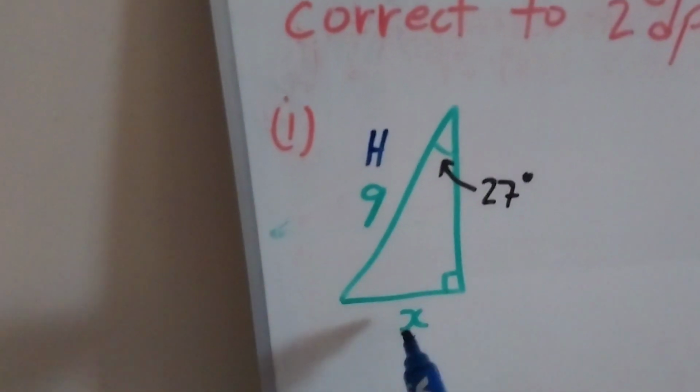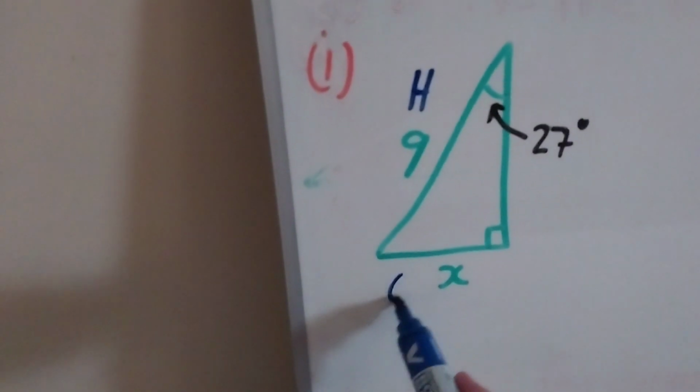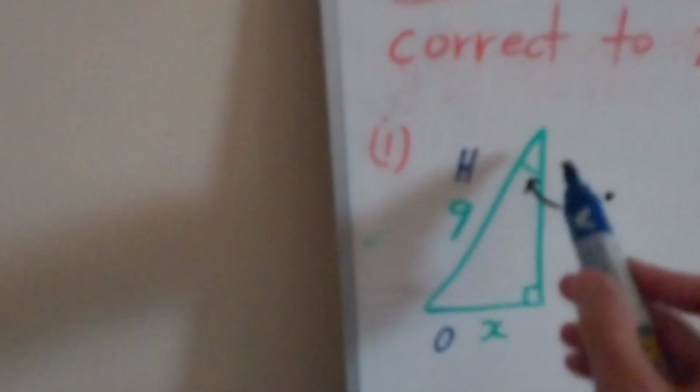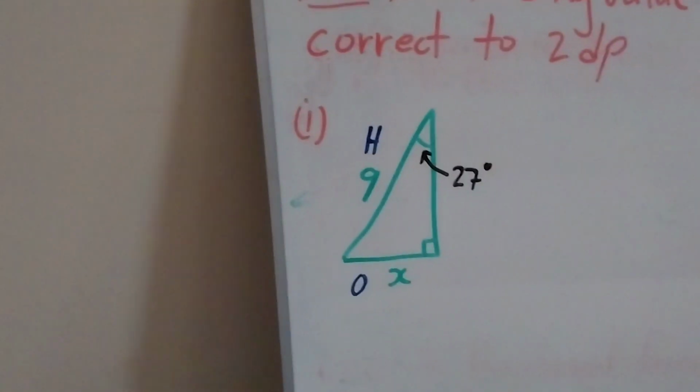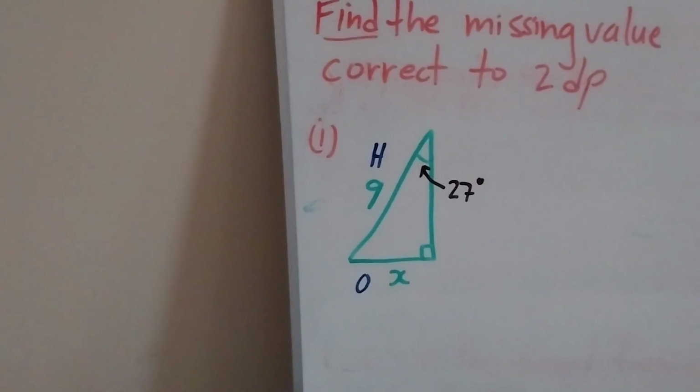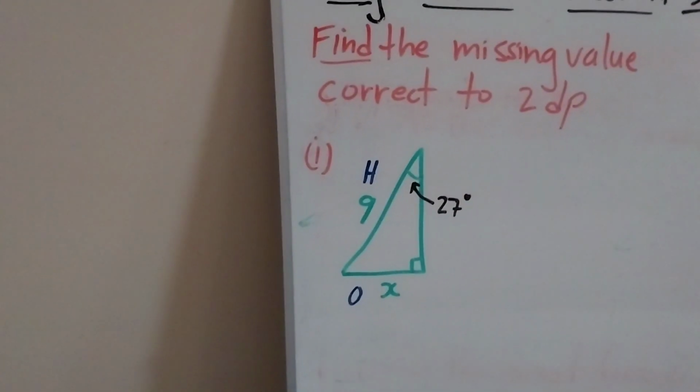So which side is the opposite? X is the opposite side. So that's your opposite. And then this one is your adjacent side, but no need for that because it's not even given. We don't know what's the value of the adjacent side, or we don't even have to find it. So don't need to label it.